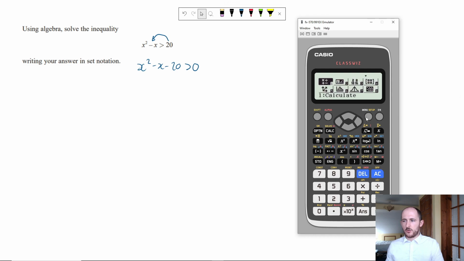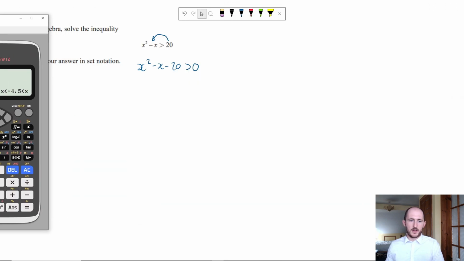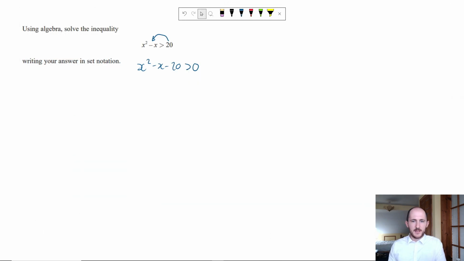So I'm just going to go straight for the inequality button. Polynomial degree, again, it's squared, so 2. And this looks like a greater than, so it looks like number 1 again. Number in front of x squared is 1. Number in front of x is minus 1. And the number at the end is minus 20. Equals, boom, we've got it. So we have x is less than minus 4.